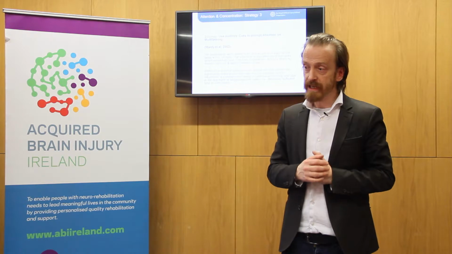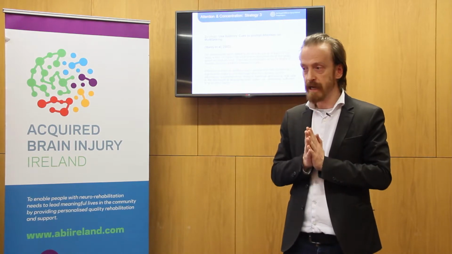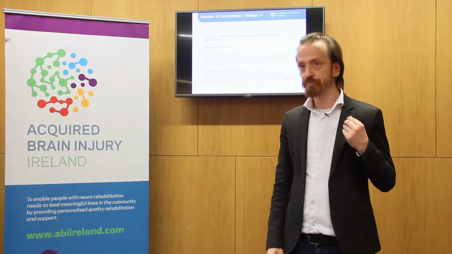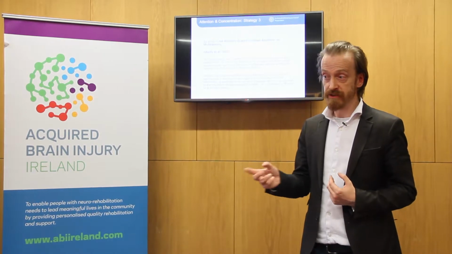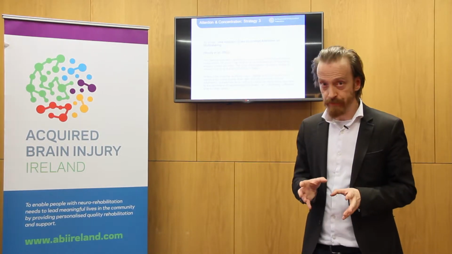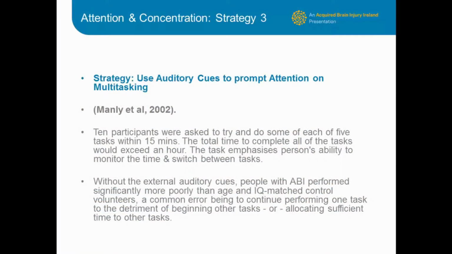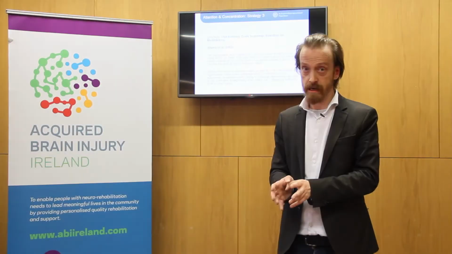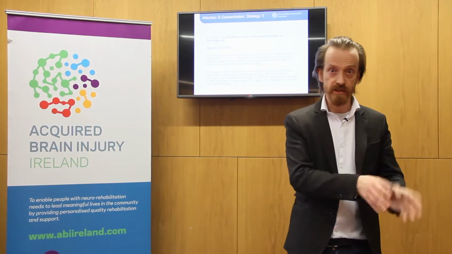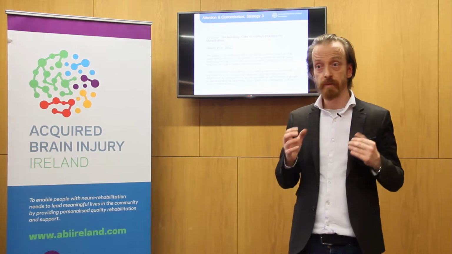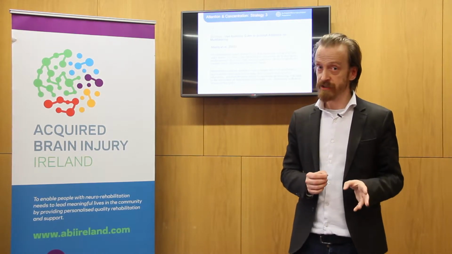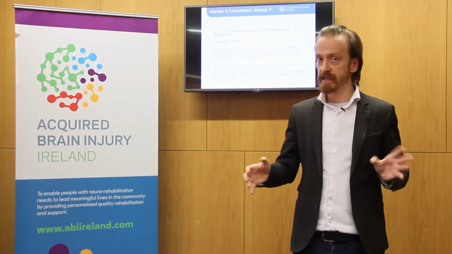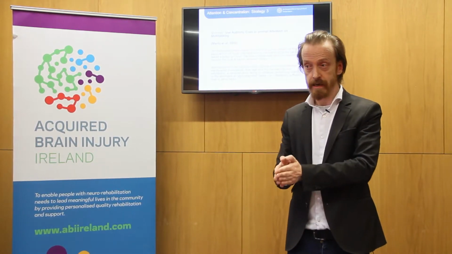Another real-world difficulty people have is multitasking. For people with brain injuries, there was a very interesting study done by Manly in 2002. They had 10 people, and they asked them to do a set of 5 tasks. Now, to do all of the 5 tasks to their completion would take much longer than the allowed time, but the purpose of the test was, can you switch and do a little bit of each of the 5? For people with brain injuries, what tended to happen was that they would start the first task and then they would forget to switch. Or they might switch once or twice, but they wouldn't get the 5 tasks done by the end of the allotted time.